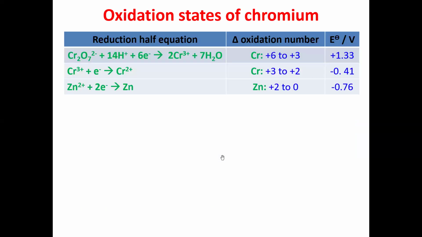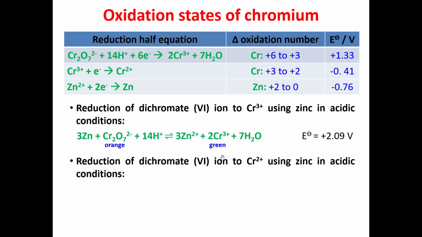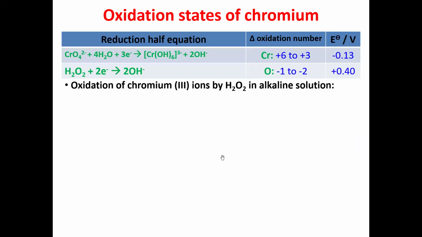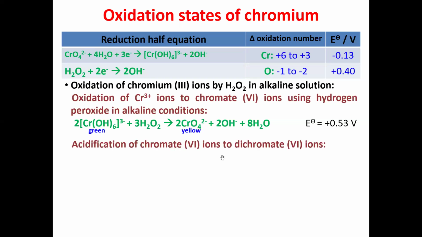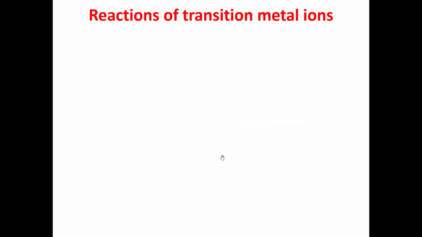Then look at this reaction. Oxidation numbers are changing. Look at them. All of them are color changes. Oxidation number changes, so color changes. Oxidation of chromium 3 ions by H2O2 in alkaline solution. Now look at this idea: Cr(OH)6 plus H2O2. Again, electrode potential is there to tell whether the reaction is going to occur or not. And these equations involve color change. Normally, we can say just 4 to 5 posters are there which have to be memorized.